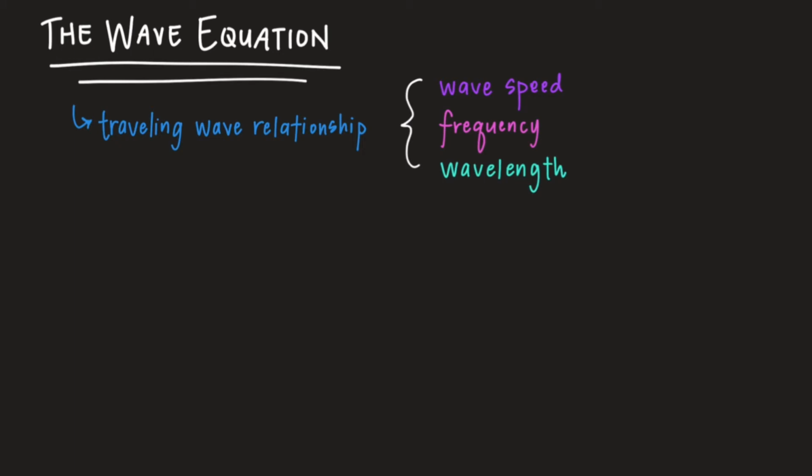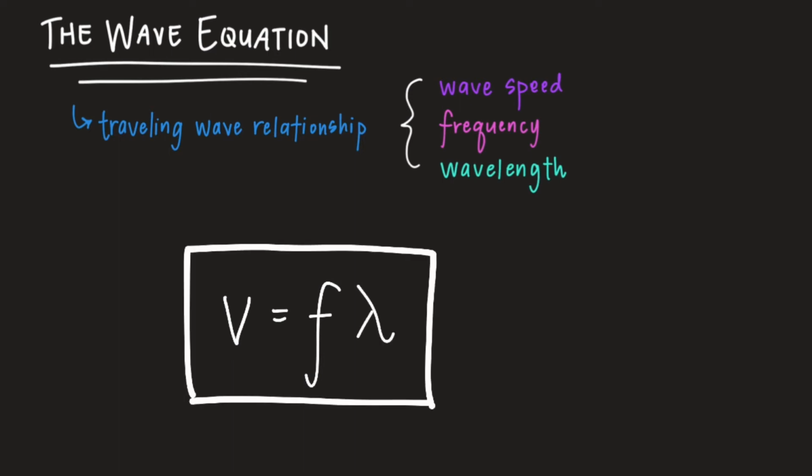So without further ado, I'm just going to give you that equation. The wave equation is as such. It is V is equal to F times lambda. And we'll go over what all of those things mean right now, but go ahead and write that down in your notes with a big box around it. Now, V stands for wave speed. V is our variable for wave speed. We know wave speed is measured in meters per second. It's also known as wave velocity. That's why it's a V.